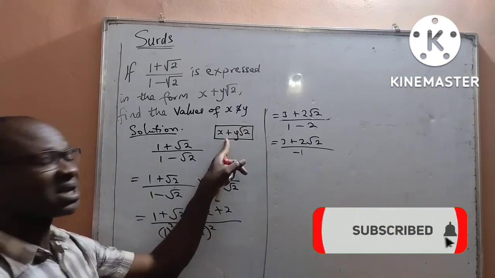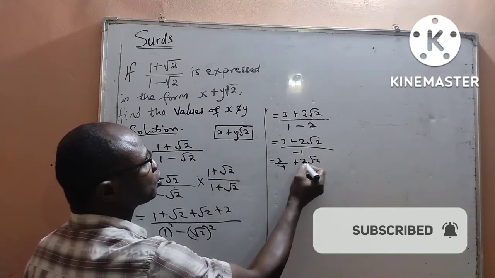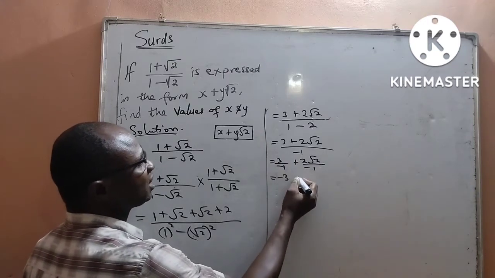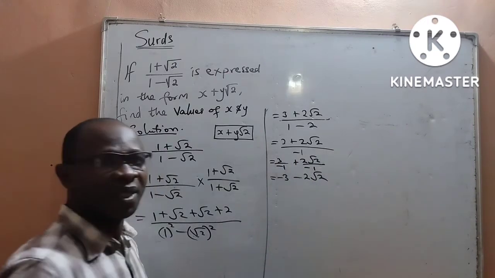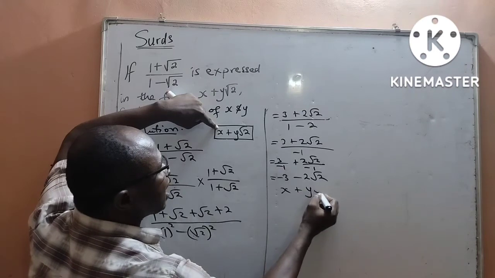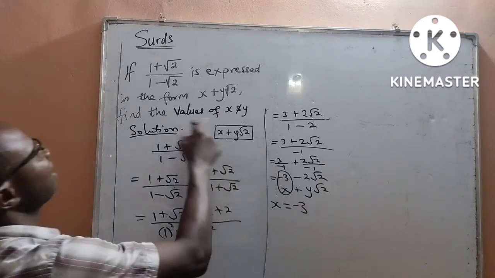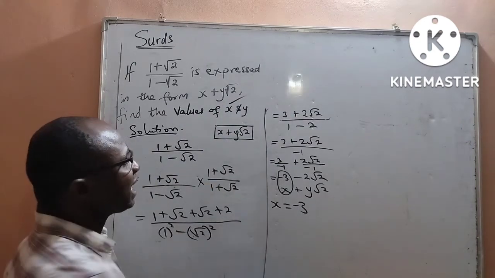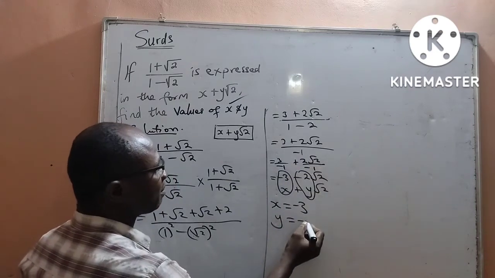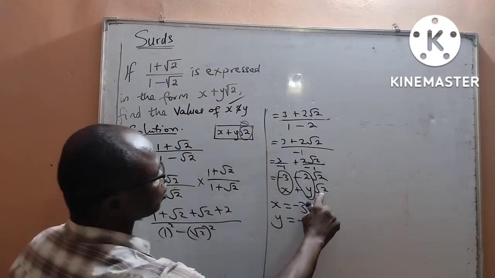And finally, we want to put it to be like this. I can now write 3 all over minus 1 plus 2 root 2 all over minus 1. And dividing it, I'll have minus 3, then minus 2 root 2. If you compare it to this expression, x plus y root 2, you can now agree with me that the value of x is minus 3, as they asked me. And the value of y, see it here, is also minus 2. And you can now see this irrational part, which is root 2.